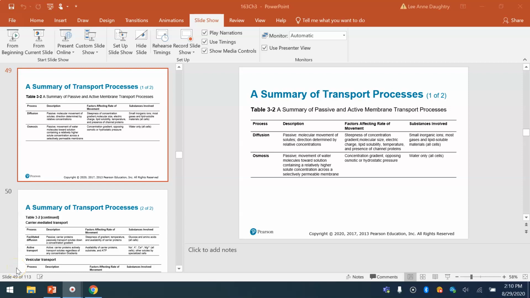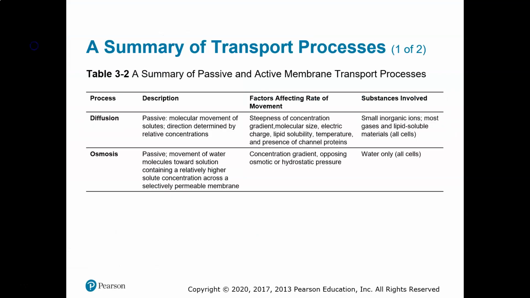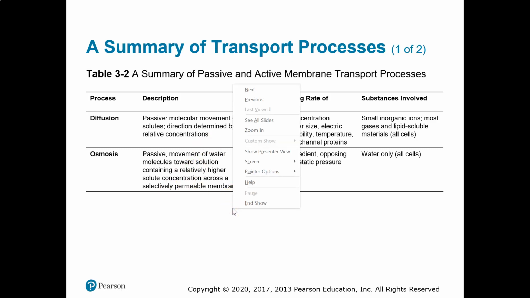This is part 4 of the cell structure and function lecture. We left off with this slide, which is a summary of transport processes. There's 2 parts to this slide, and we didn't get very far on it, so I'm just going to start over.